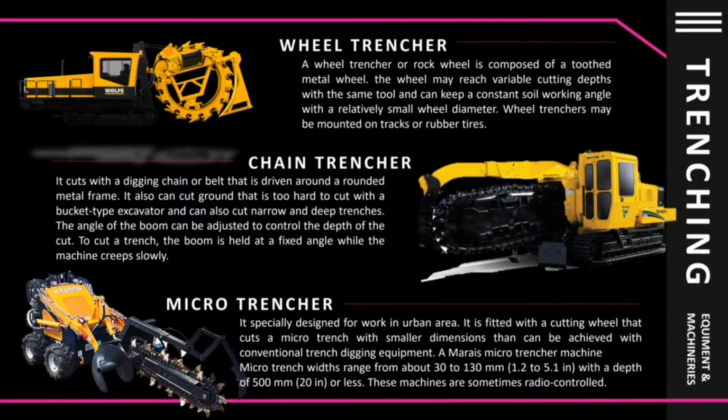Next is chain trencher. It cuts with a digging chain or belt that is driven around a rounded metal frame. And the last one is micro trencher. It's specially designed for work in urban areas. It is fitted with a cutting wheel that cuts micro trenches with smaller dimensions.